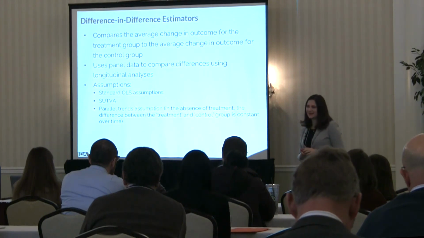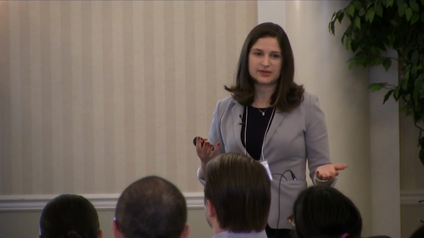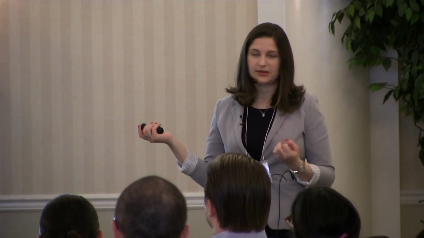So the next class of estimators that I want to touch on briefly, because I don't find them especially good, but people use them because they're simple, are difference-in-differences estimators. Basically, it compares the average change in outcome. This assumes longitudinal data. You observe a bunch of subjects before the intervention and then after, and you compare the difference between the treated and control group after the intervention to the difference they had before. So it's pretty simple. It uses panel data. It has all the standard assumptions that you'd make in a regression, because that's basically what you're doing.